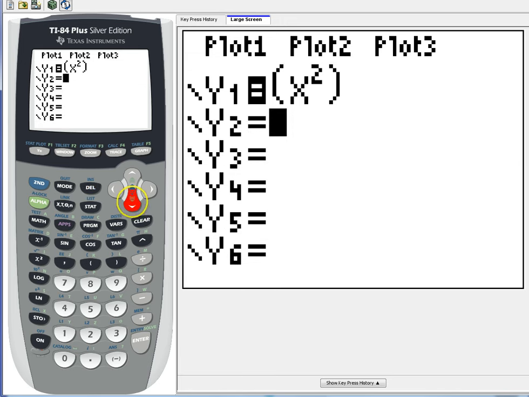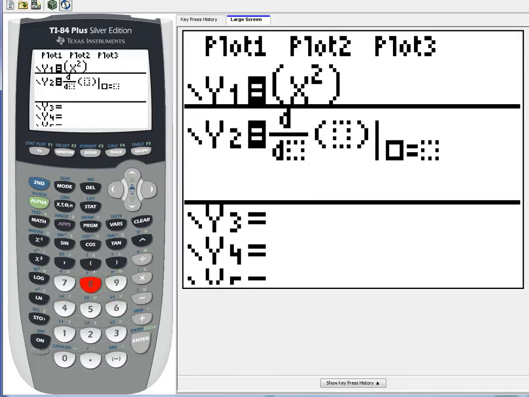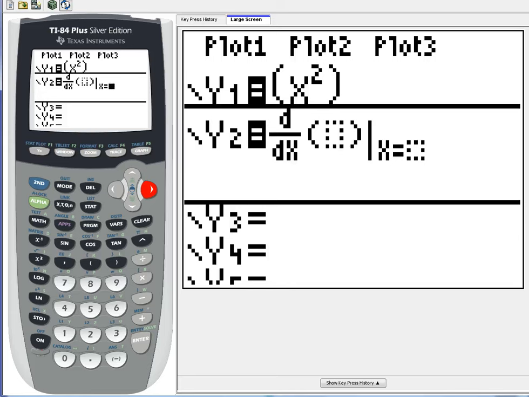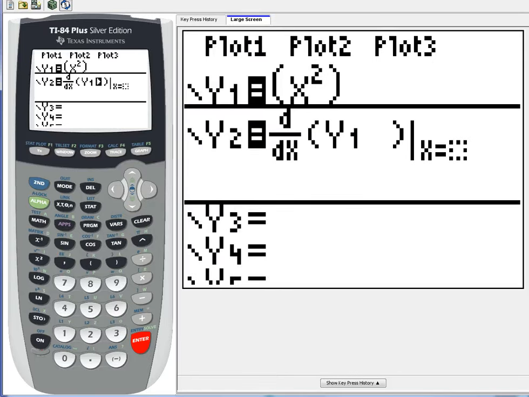Now, how do I graph the derivative? So that's my graphing of a point. The graph of the derivative, well, guess what? Math 8. Again, Math 8. I want to take the derivative with respect to x. What function do I want to take the derivative of? I want to take the derivative of y equals x squared. Well, y1. So again, VARS, Y-VARS, enter, y1.